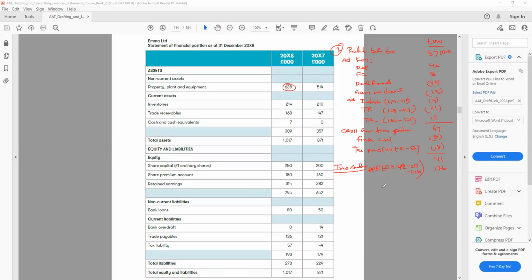176. Also need to look at, is there any proceeds or disposal of non-current assets? So proceeds of PPE, that means is there any asset we have sold? So if the question said we sold one asset, the carrying value was 20, and we sold it with a gain of 15. So that means we sold it for 35. The carrying value, that means right now the value was 20 pound, and I sold it with the profit of 15. So 20 plus 15, I sold it for 35. The whole 35 will be investing activities.